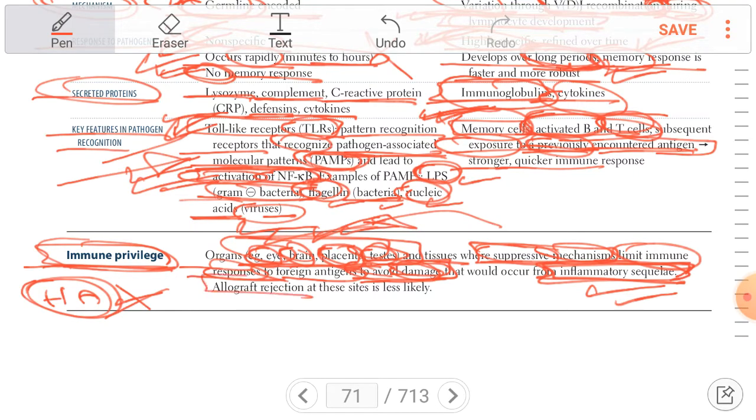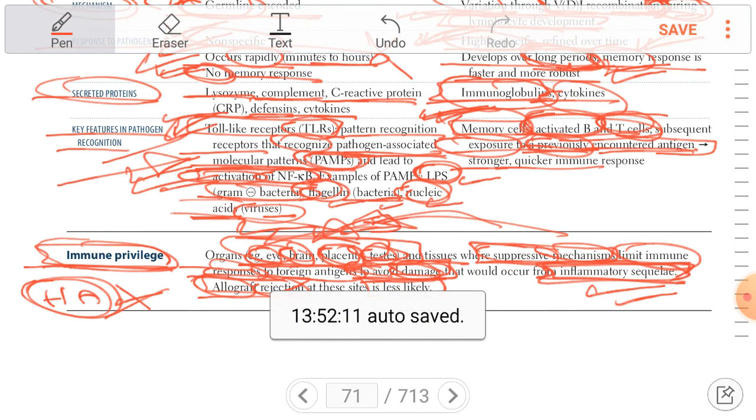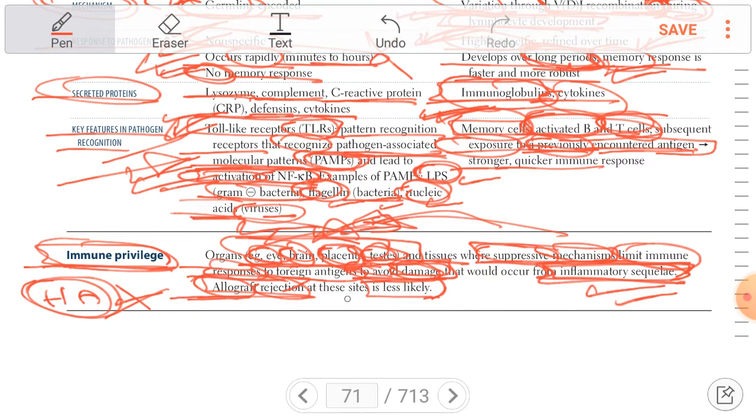So allograft rejection at these sites is less likely. Why? Allograft rejection means organ transplantation. So if there is transplantation of these organs, there is less likely allograft rejection, because there is no immune recognition of these organs. So allograft rejection at these sites is less likely because of immune privilege, because of hidden antigen.